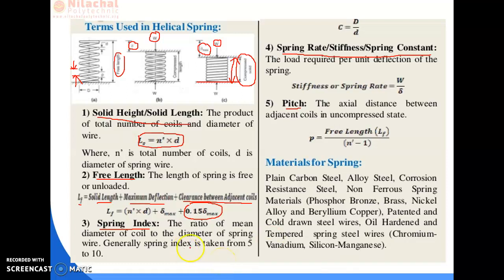Let's come to another term, that is spring index. We have seen that there is a diameter of wire, that is small d. There is a bigger diameter, that is the diameter of the coil. So this is the diameter of the coil. For each turn there is a diameter, and capital D is the diameter of the coil, and small d is the diameter of the wire.